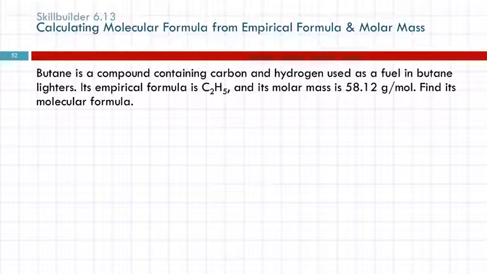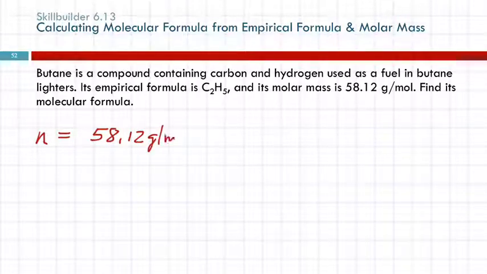One more. Butane is a compound containing carbon and hydrogen used as a fuel in butane lighters. Its empirical formula is C₂H₅, and its molar mass is 58.12 grams per mole. Find its molecular formula. We need to know what number to multiply the subscripts by. So that's going to be the molar mass that's given divided by the mass of the empirical formula. We have to calculate that.